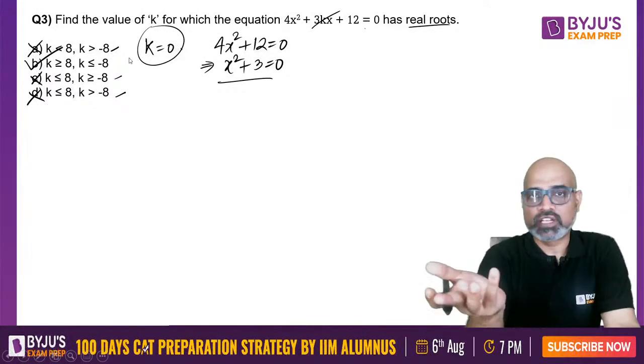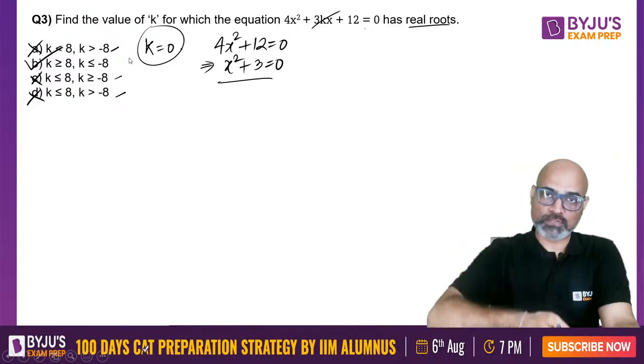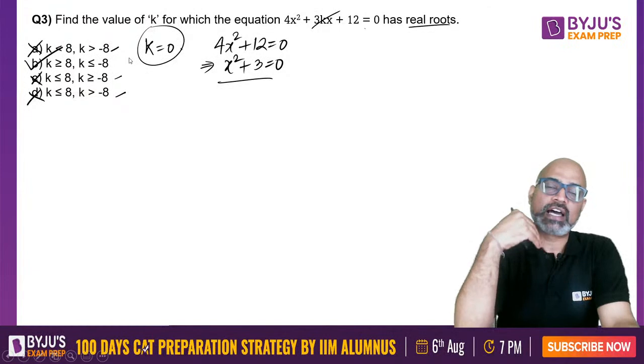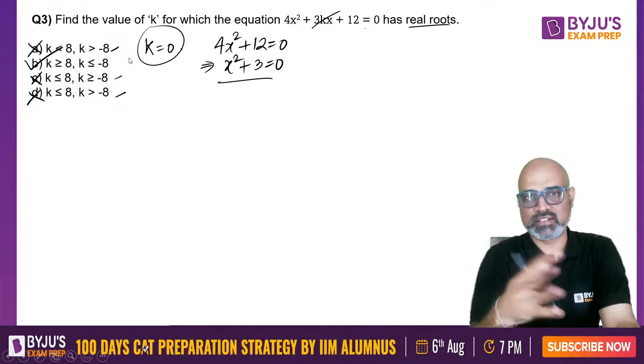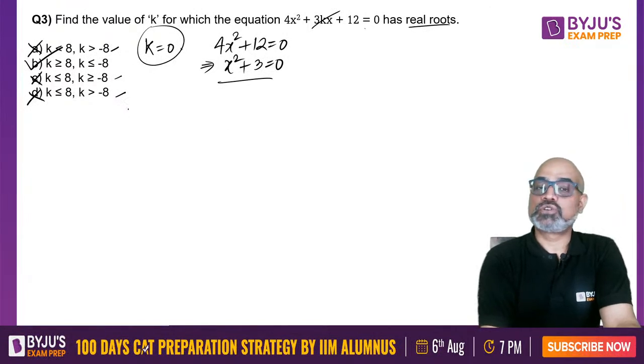So 0 of course cannot come in that range, right? So if all the options were of similar type, then I would have chosen a value greater than 10, less than 100, somewhere in that range, right? So you can solve this question very quickly.